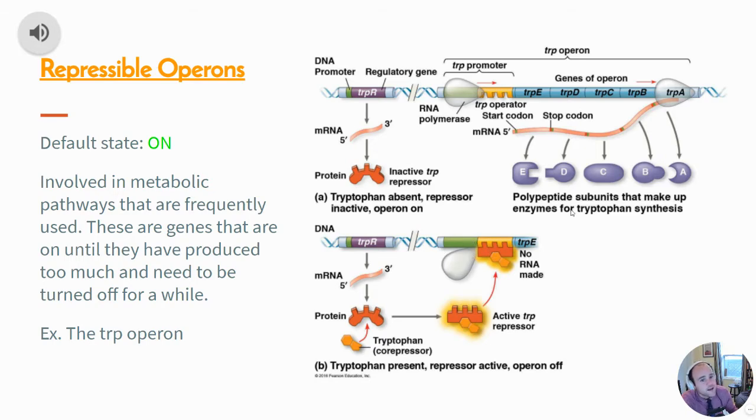Now, why would you want to do this? Well, if you have too much tryptophan, there's no point in using cellular resources to make even more tryptophan. So once you have enough of it, shut it off until we need more tryptophan, and then we'll turn it back on again.